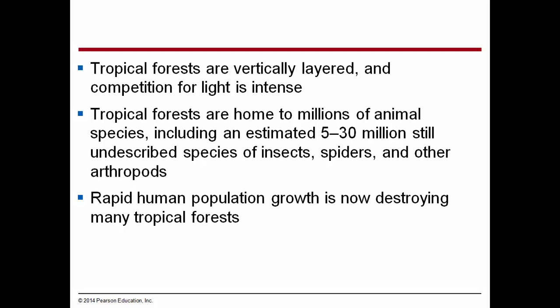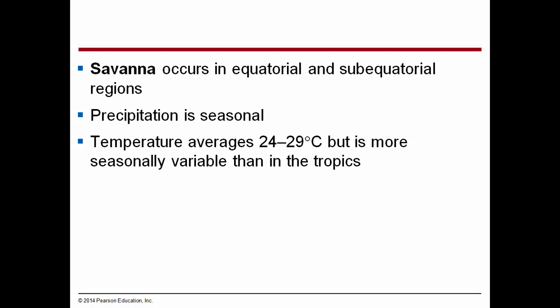Tropical rainforests are vertically layered and competition for light is intense. Tropical forests are home to millions of animals, including an estimated 5 to 30 million still undescribed species of insects, spiders, and other arthropods. Rapid human population growth is now destroying many tropical forests.